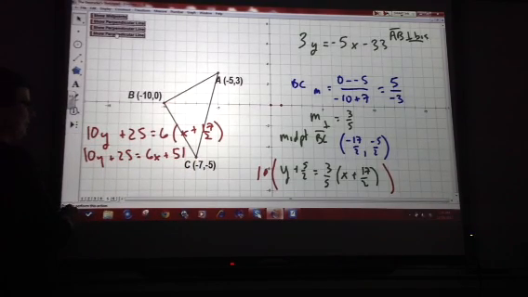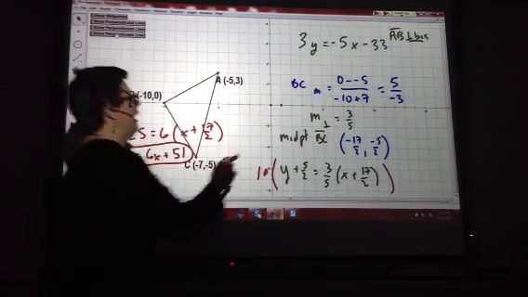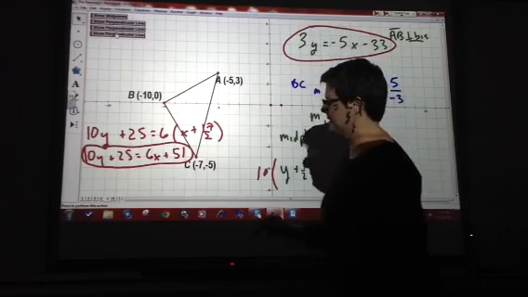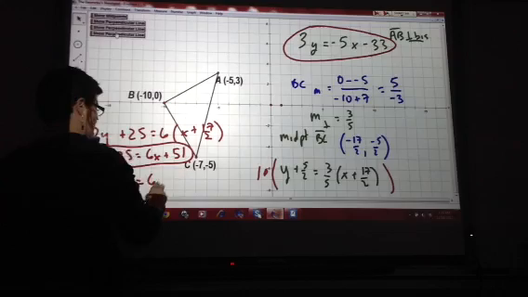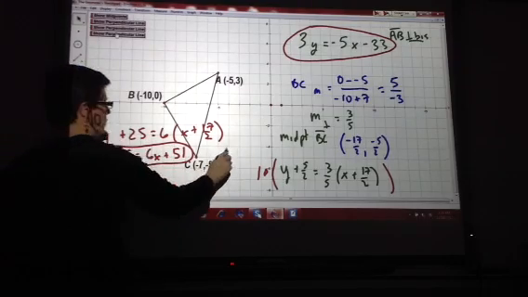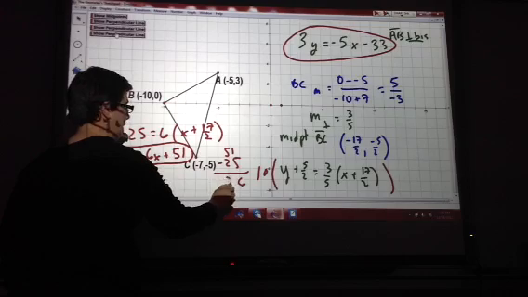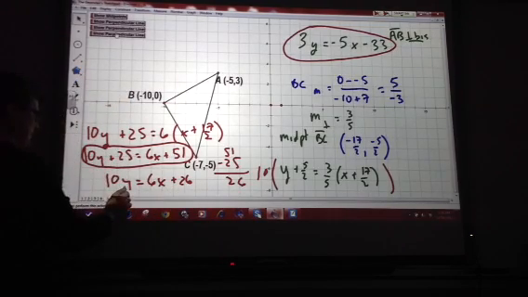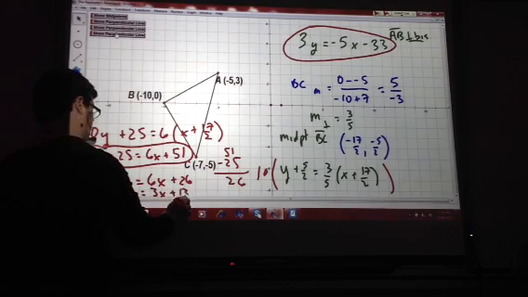So now I have this equation with 2 variables. I think I'm ready to go. I might even clean this up to 10y is equal to 6x, and then 51 minus 25, that would be a whopping 26. So that cleans up to be 5y equals 3x plus 13.